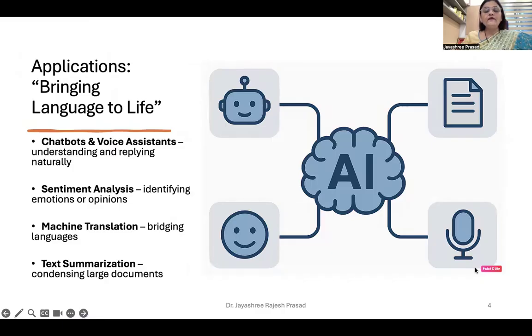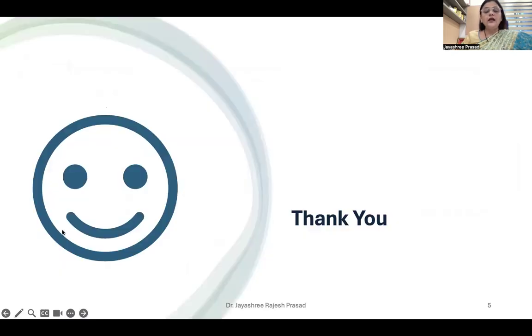So, we have just discussed the applications: chatbots and voice assistants, sentiment analysis, machine translation, text summarization. So, to wrap it all up, machine learning has truly transformed how computers understand and interact with human language.